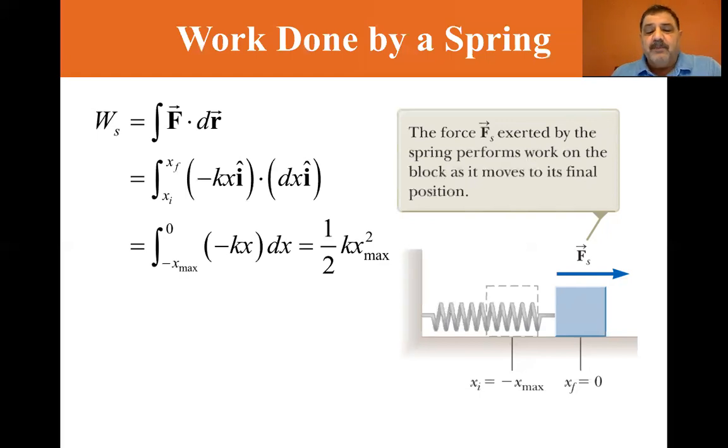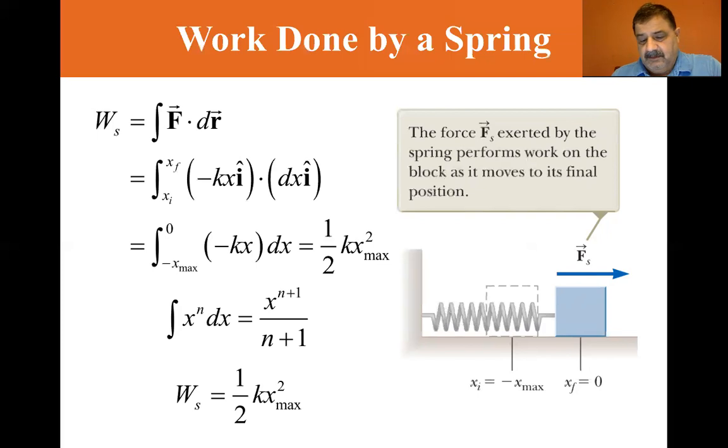Work done by the spring on the block as it moves from x initial equals 0 to x final equals x max is as shown. Is that the right one? I think I skipped one. Okay, the work is negative.